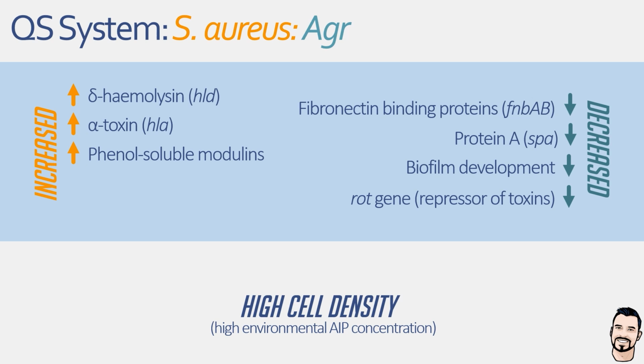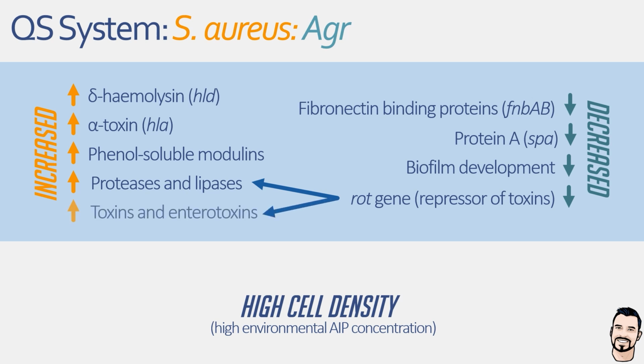And so this results in the increased expression of proteases, lipases, and ureases, enzymes crucial for the degradation of host tissue. And in addition to this, the downregulation of the ROT gene leads to the increased production of various toxins, enterotoxins, and superantigens, all of which contribute to host cell damage, immune system disruption, and systemic infection.